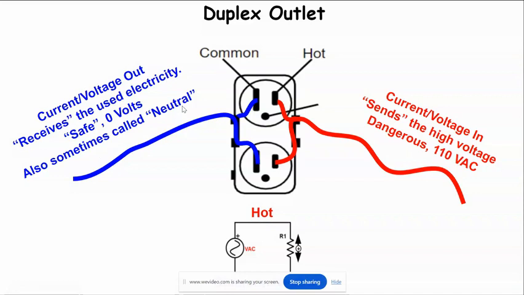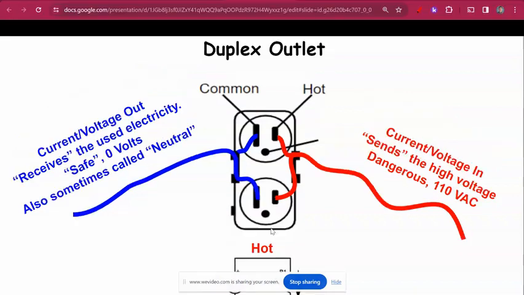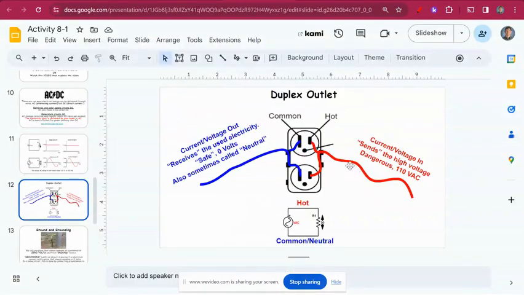Common or neutral. Another point of interest: why do you think they make the hot slot so small? The reason is because they want to make it difficult for kids who might want to stick something into an outlet, because this is the dangerous one, the red, the hot. If you want to match up this picture up here with the image down below, the red power going in would be the top part of the circuit, and the blue coming out, the common or neutral, is this bottom wire. So it makes the connection between the outlet and the circuit.